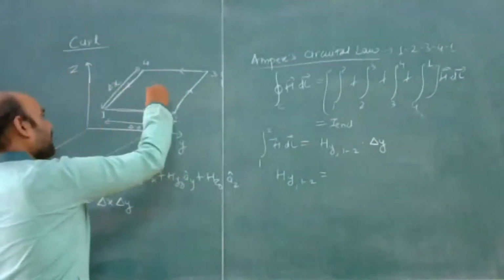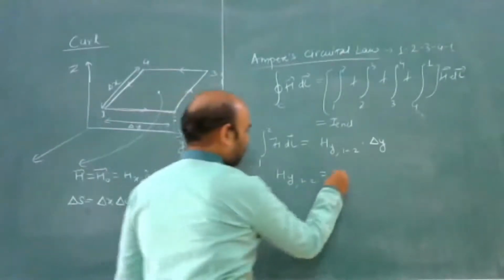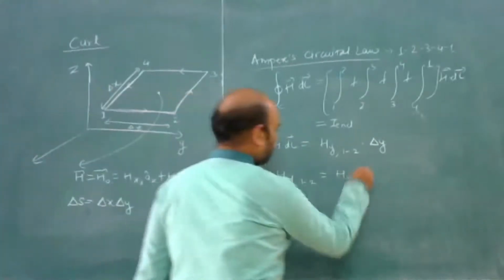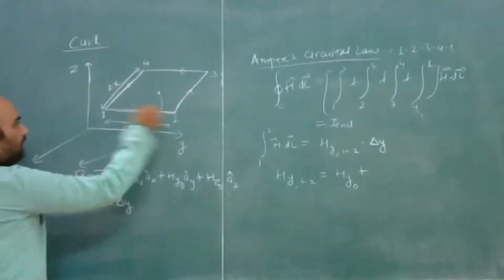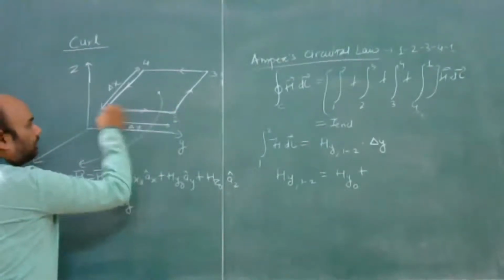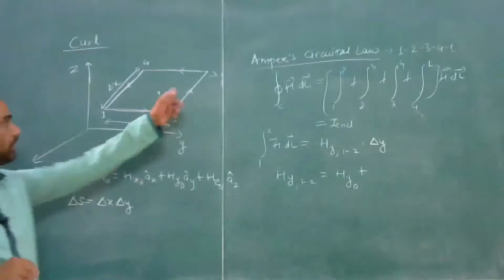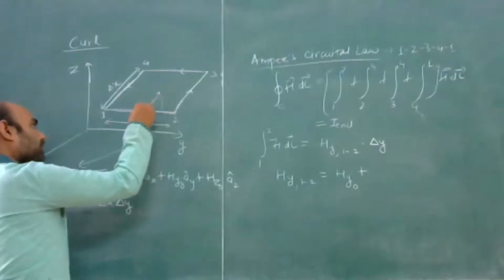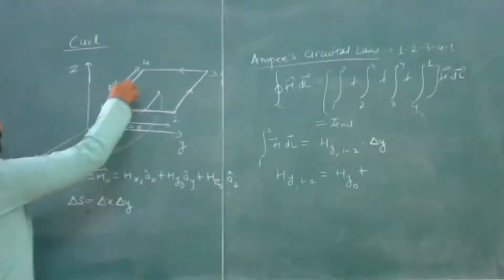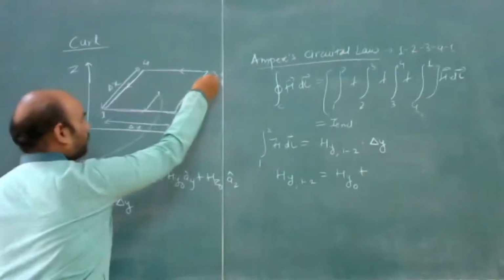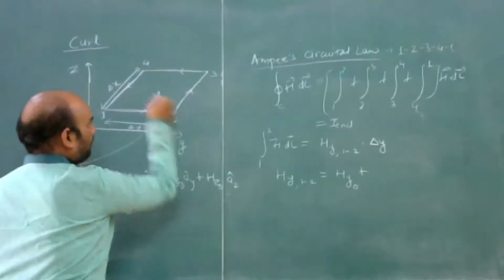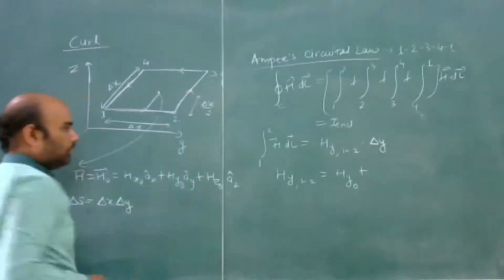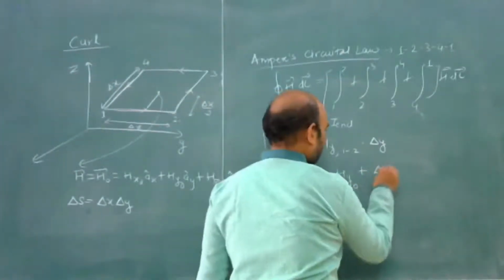The value of H at the center is Hy naught, according to the y component, plus a change. We have to find the value of H at this straight line, and we know the value of H at the center. So we have to travel this distance, and we know that this length is delta x. The center of this loop is at half of that, so this will be delta x by 2.